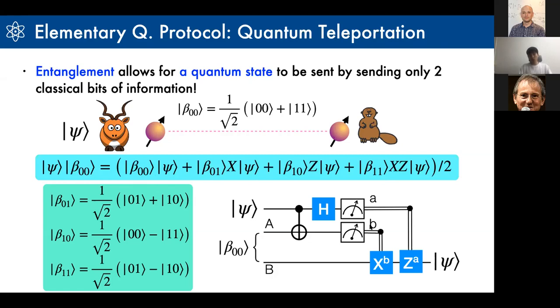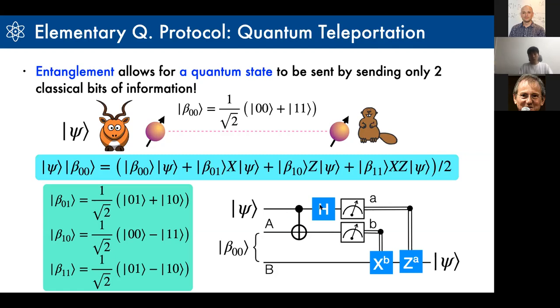But also remember, when you make a measurement there is a back action, so that will change the quantum state. There will be the collapse of the wave function. If A measures 00, the remaining qubit that the beaver has becomes psi. If A measures 01, then B gets X multiplied to psi. When 10 is measured, then beaver has Z multiplied to psi. And if A measures 11, the state remaining with beaver is XZ multiplied to psi. So there are four possibilities.